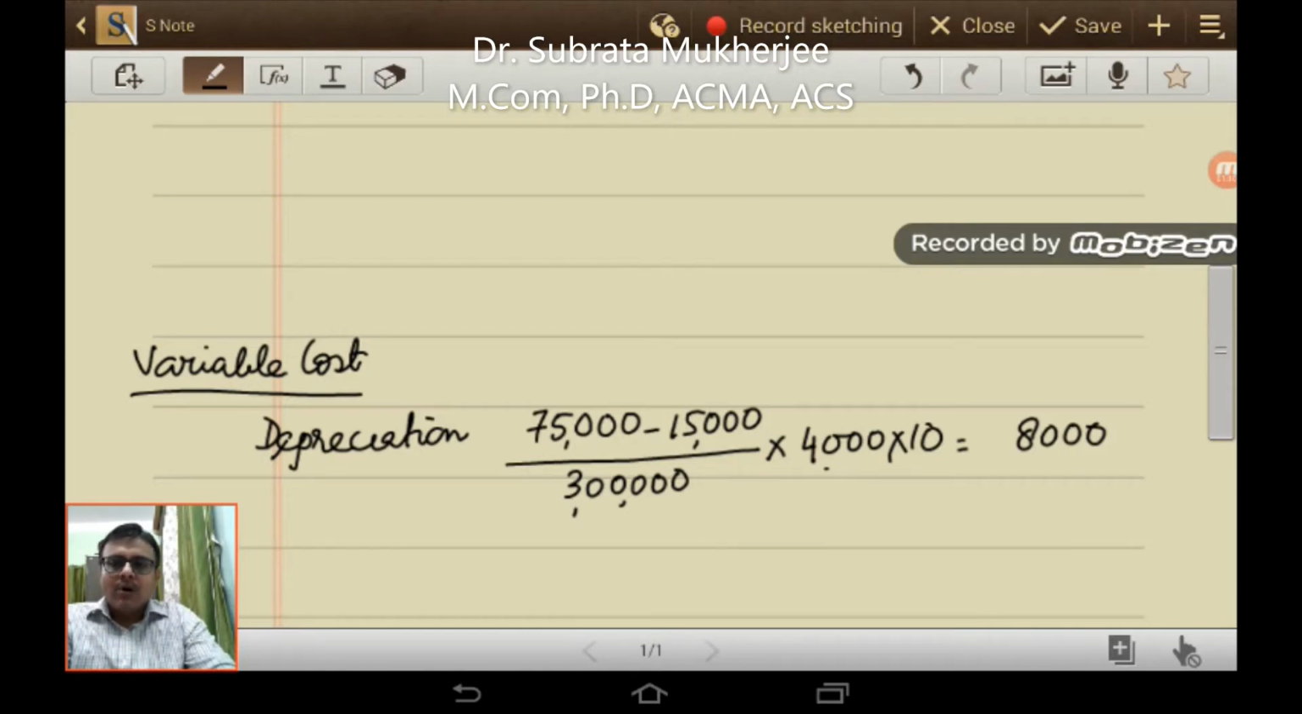75,000 is the cost of one taxi and 15,000 is the scrap value per taxi. So the total cost that will be utilized per taxi during the service life is 60,000, that is 75,000 minus 15,000. And what is the effective life of the taxi? It is 3 lakh kilometer, as given in the question. So 60,000 is the total cost that will be spread over 3 lakh kilometer. Now 60,000 is in the numerator and 3 lakh is in the denominator.